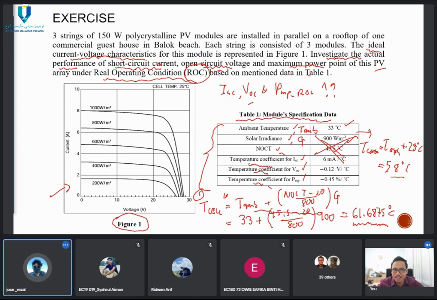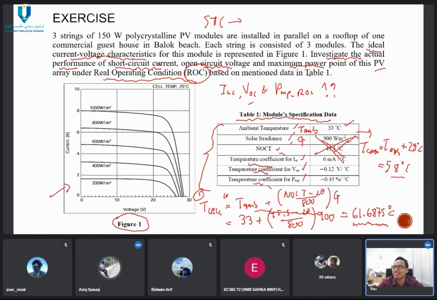Standard test condition. What is the condition of the STC? STC stands for standard test condition. So what is the condition under the standard test condition, the STC?